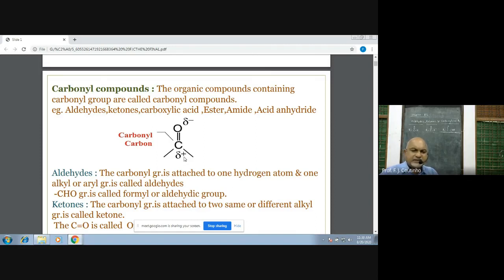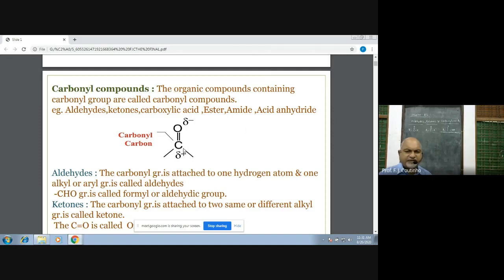Now, what is the charge? Here it is delta positive, positive inductive effect. Here it is delta negative, negative inductive effect. Now, which are the compounds which have this carbonyl carbon present? Aldehydes, ketones, carboxylic acids, esters, amides, acid anhydrides. All these compounds have this carbonyl carbon.